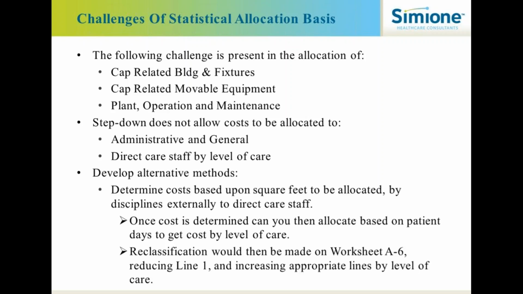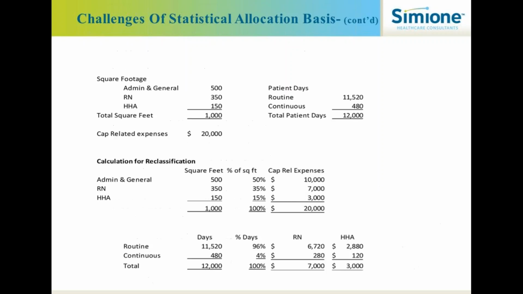Slide 75 is an example of square footage reclassification. So if you have to allocate costs to A&G, for example, as well as you want to allocate some costs down to your RN and home health aide because they're in specific offices, you have specific square feet. Here's an example of the calculation on how you would do that and move the costs around and allocate the RNs and the home health aides based upon a percentage of days.